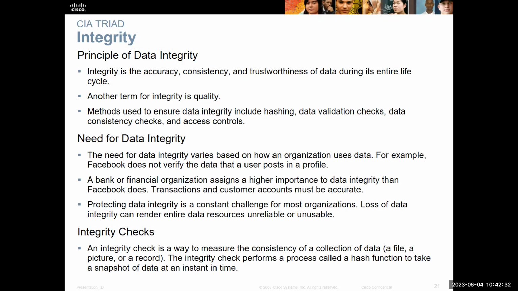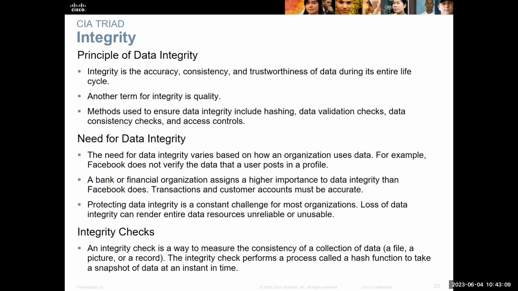To ensure the integrity of the data, it means we have to find out and ensure that the data is accurate, consistent, and trustworthy in terms of who actually sent what, and that what we actually receive is what the initial sender actually sent to us. Another term for integrity is quality. So the quality of data means the accuracy, the level of non-modification or alteration of it.